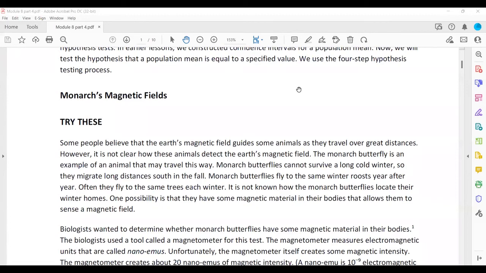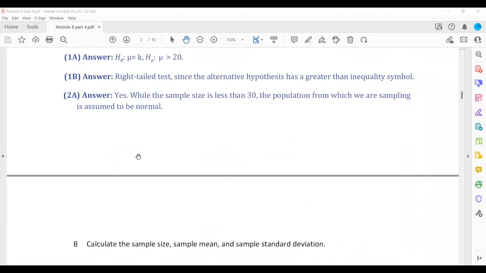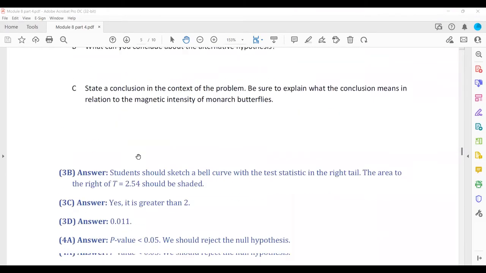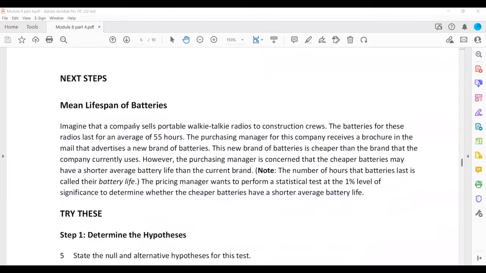We're going to take a look at one example to practice a little bit and feel more comfortable about what's going on in hypothesis testing. Perfect. We're going to talk about the mean lifespan of batteries. Okay, that's an interesting case. Imagine that a company sells portable walkie-talkie radios to construction crews. The batteries for these radios last for an average of 55 hours. So this is an important piece of information.